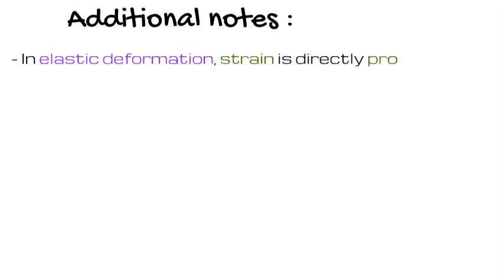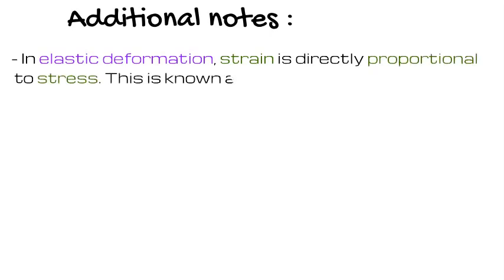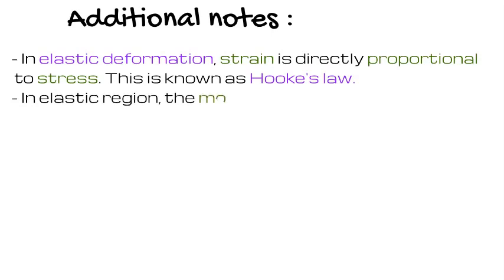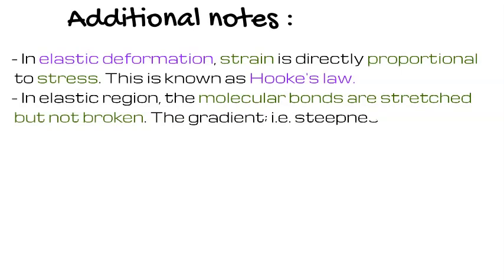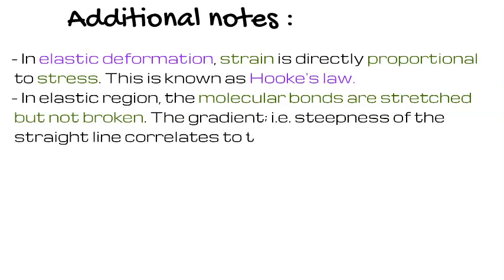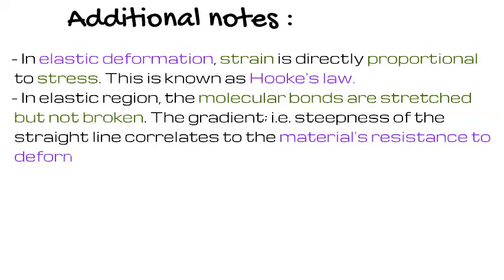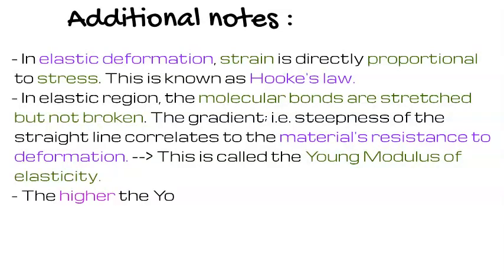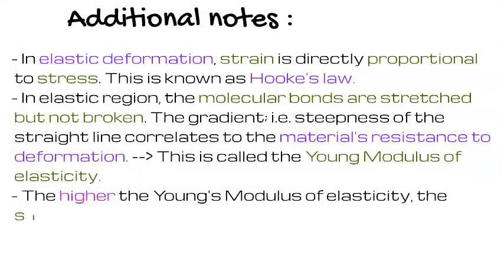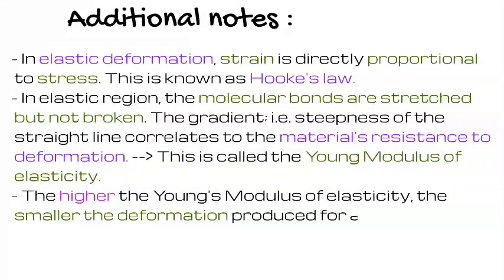Additional notes. In elastic deformation, strain is directly proportional to stress. This is known as Hooke's law. In the elastic region, the molecular bonds are stretched but not broken. The gradient, that is the steepness of the straight line, correlates to the material's resistance to deformation. This is called the Young modulus of elasticity. The higher the Young modulus of elasticity, the smaller the deformation produced for a given load.